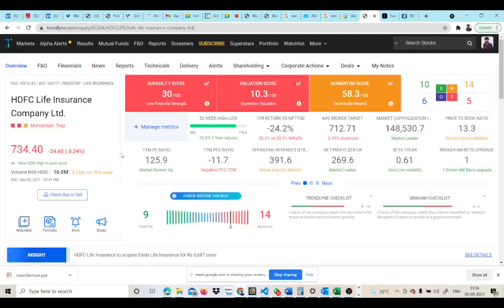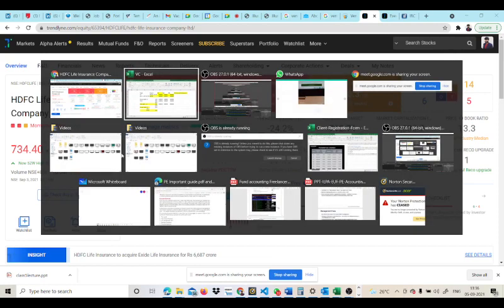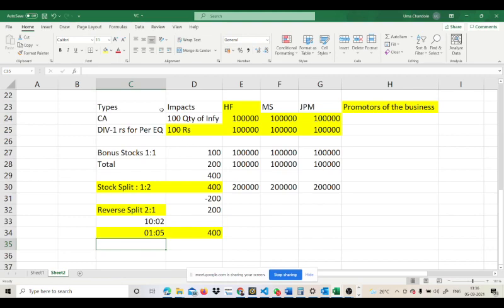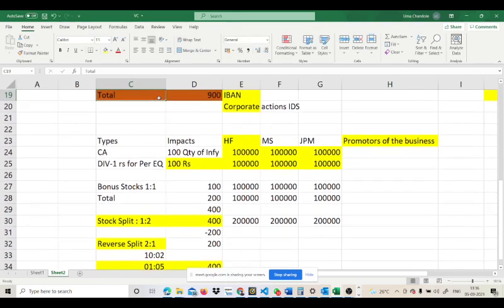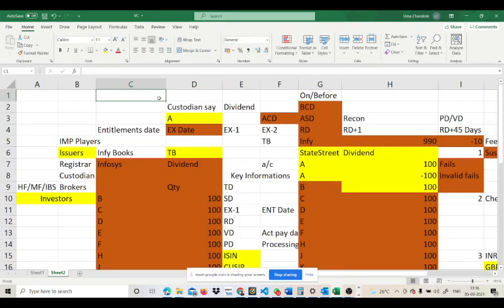Okay, so now you can unmute yourself and you can ask your doubts. Okay, so are you working with a custodian? So what are the functions of a custodian?